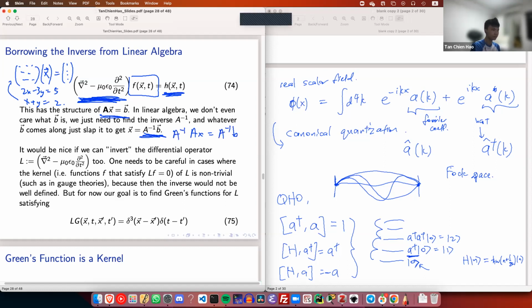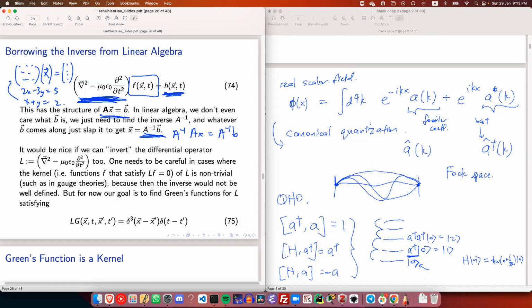Yeah, question. Okay. Is A always going to be invertible? Yeah, that's a good question. In linear algebra, it's not going to be invertible if it's not from the general linear group. Yeah, I'll come to that, because now we're trying to invert a differential operator, and certainly some differential operators have non-trivial kernels, right? Meaning that there are functions f that satisfy Lf equals 0.